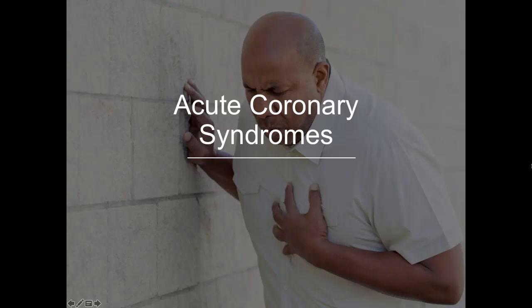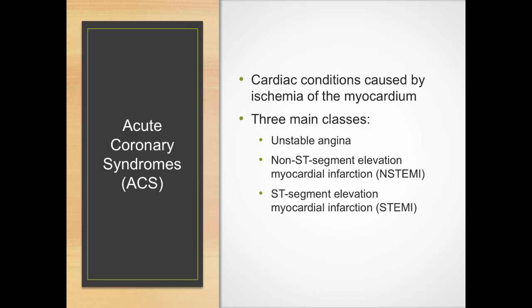We've been talking a lot about STEMIs and myocardial infarctions and ischemia and injury, but let's talk acute coronary syndromes. Acute coronary syndromes come in three main classes. In all of these conditions, we've got ischemia of the myocardium, and they haven't quite led to complete irreversible cell death.